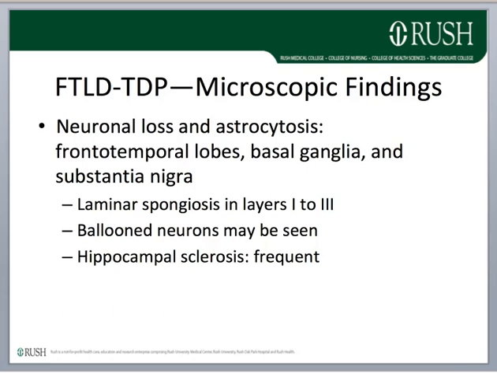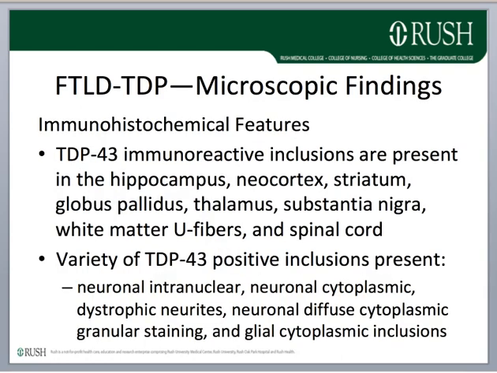Microscopically, there is variable neuronal loss and astrocytosis or gliosis in the frontotemporal lobes. Laminar spongiotic change is seen in a little bit wider band than in FTLD-tau, involving neocortical layers 1 to 3. You can also see the ballooned neurons, as well as hippocampal sclerosis, which is frequently evident. The key, however, are the immunohistochemical features identifying TDP-43 protein.